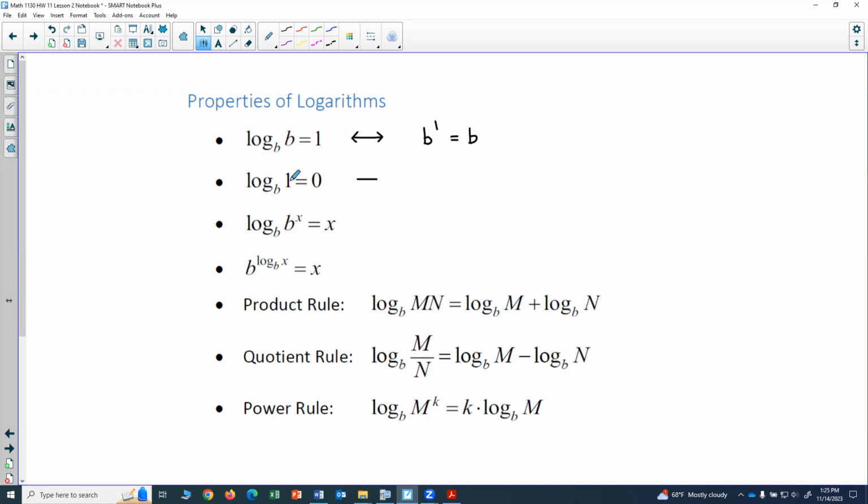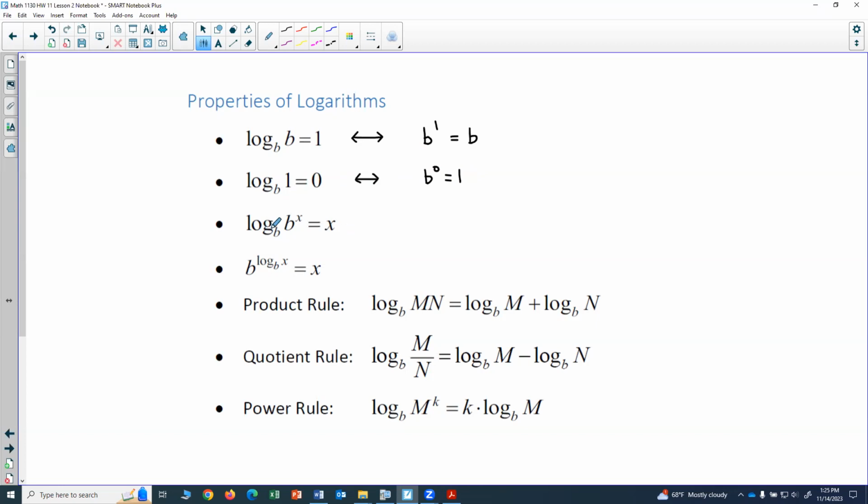The second property, log base b of 1 equals 0, also comes from rules of exponents. The base of b to the 0 power equals 1. And we know that any non-zero number raised to the 0 power is equal to 1. So that's equivalent to log base b of 1 equals 0.